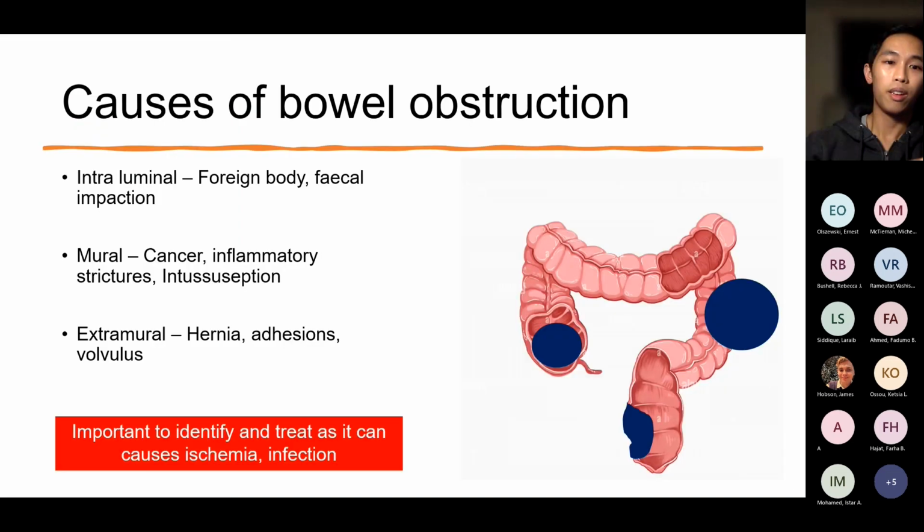So the different causes of bowel obstruction can be divided into 3 main categories. The first is intramural, so something within the lumen of the bowel itself, such as a foreign body or fecal impaction. The second are mural causes, so things within the lining of the bowel, like cancer or strictures. And also extramural causes, so things like hernia and volvulus, something outside of the bowel pressing on the bowel itself, causing it to be obstructed. Now, it's important to pick up bowel obstruction because if you don't, later down the line, it can cause ischemia and infection.